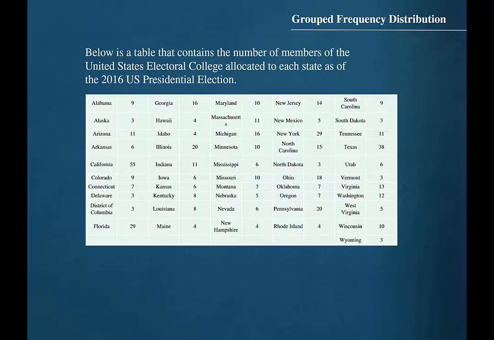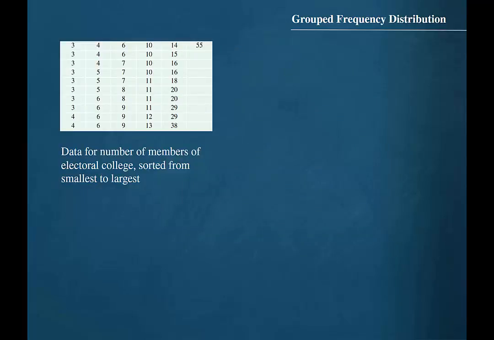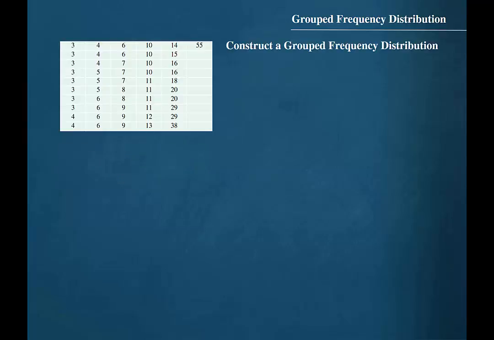Below is a table that contains the number of members of the United States Electoral College allocated to each state as of the 2016 U.S. presidential election. This table contains the data for the number of members of the Electoral College sorted from smallest to largest. So let's construct a grouped frequency distribution for this data set.